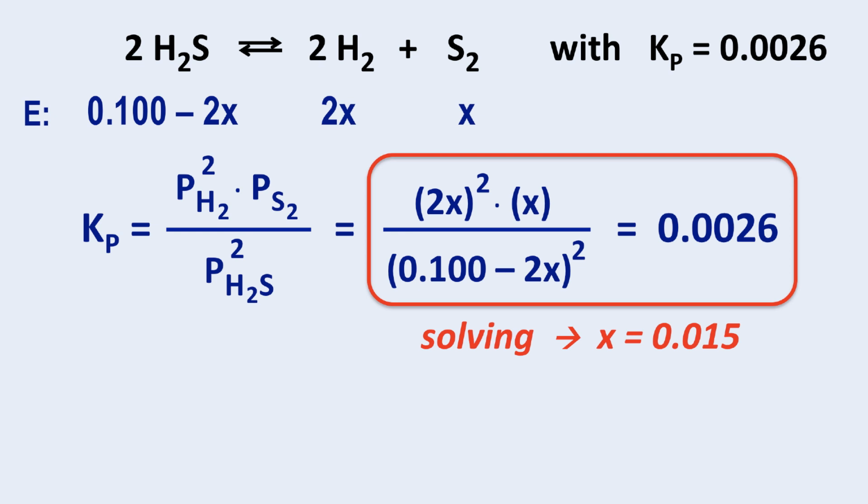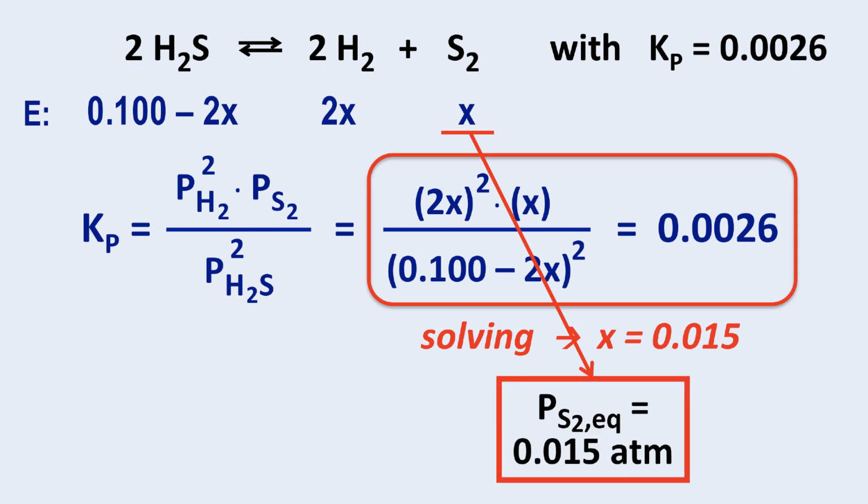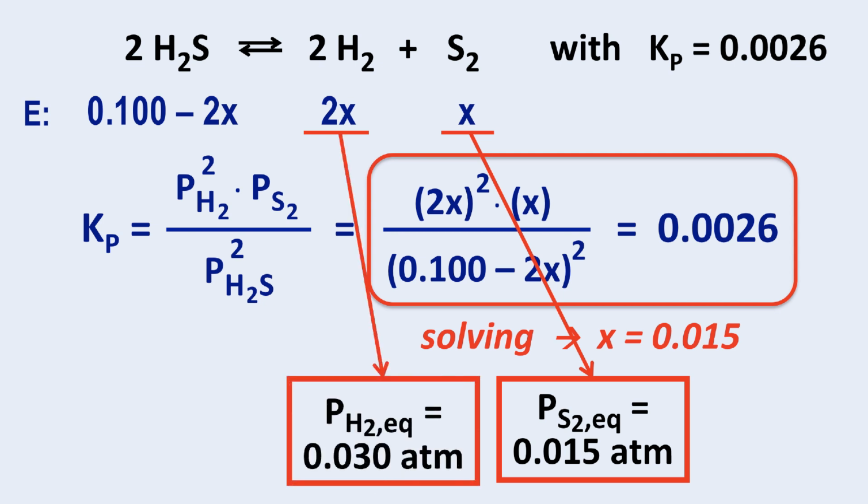Now that we know what x is, what the change is, we can determine what the pressures of each of these substances are at equilibrium. S2 at equilibrium is equal to x, which is 0.015, so the pressure of S2 at equilibrium is 0.015 atmospheres. 2x is the pressure of H2 at equilibrium, so that's 2 times 0.015, or 0.030 atmospheres for H2 pressure.